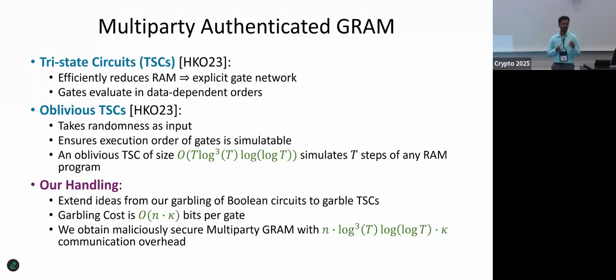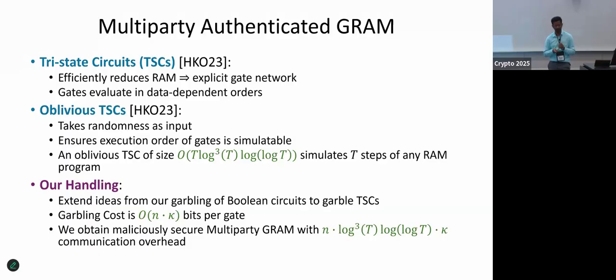And they show a reduction that exists in oblivious tri-state circuits of size order T log cube that simulates t steps of a RAM program. And using this result, and the result for our garbling schemes for Boolean circuits, we first extend our idea of garbling Boolean circuits to also garble tri-state circuits. And then this way we obtain a garbling scheme for tri-state circuits with order n kappa overhead. And using the result of Heath et al., we are able to construct a multi-party garbled RAM with n log cube kappa communication overhead.